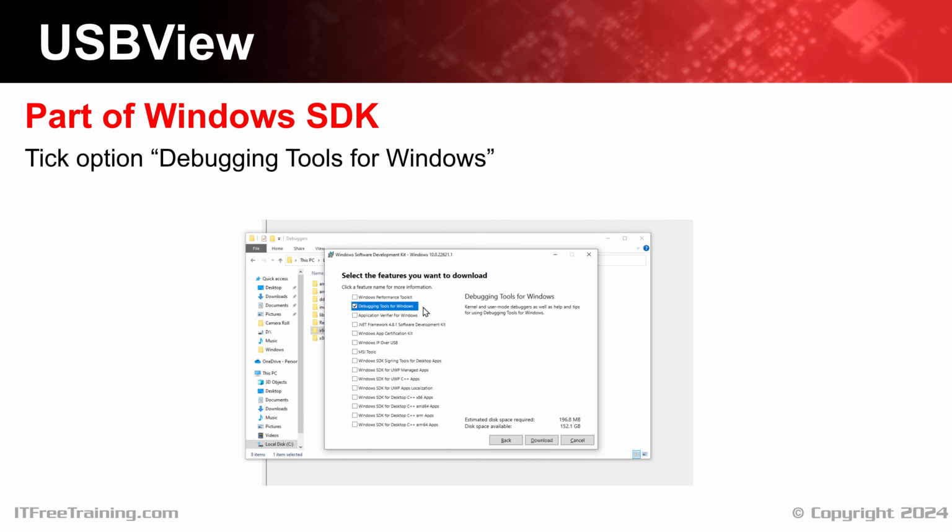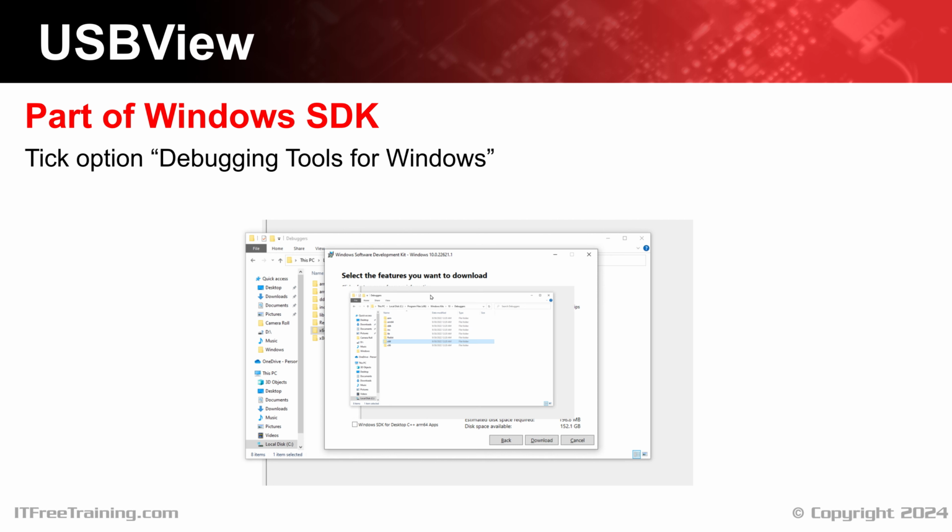For the CompTIA exam, you won't need to know anything about USB View. I'm only demonstrating it here so we can get a deeper understanding of what's happening with USB in our computer. To install it, you need to install Windows SDK. When installing Windows SDK, you need to make sure that the option Debugging Tools for Windows is ticked. None of the other options needs to be ticked.